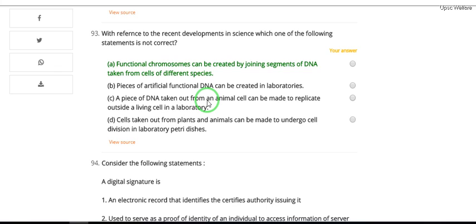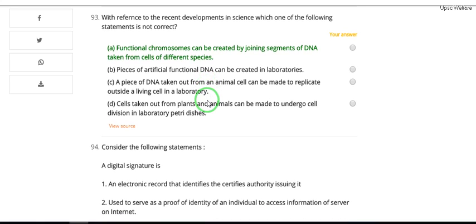Now question 93, with reference to the recent development in science, which one of the following statements is not correct? So you have to keep updated with science and tech, of course, all the current news. So see, the function of the chromosome can be created by joining segments of DNA taken from the cells of different species, is not correct. So A will be the answer.